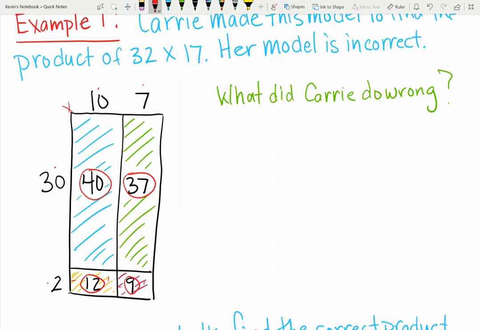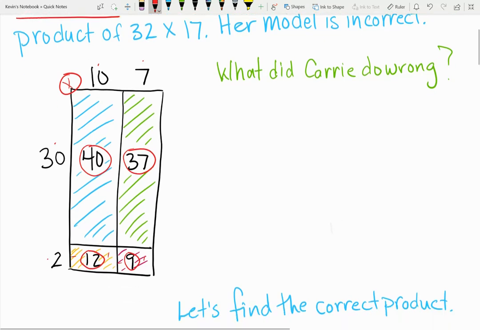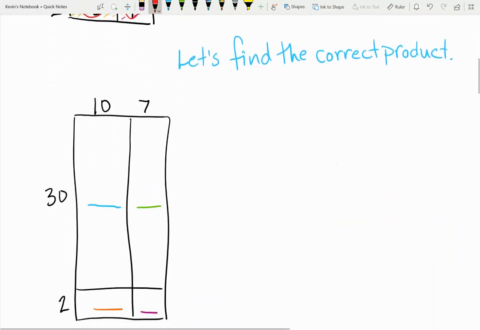So again, we're playing detective a little bit with this problem. You'll be doing a problem like this on your own, and you'll be playing a detective there. So again, she added her partial products. Well, no, she actually added instead of multiplying when she found her partial products. So let's scroll down and let's find the correct product.